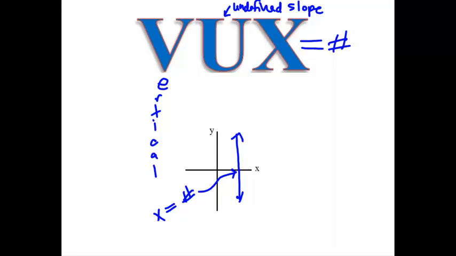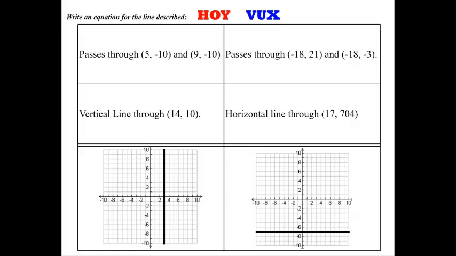So let me do another little example here. If I'm doing maybe this one, and this crosses at -11, then the equation of that line would be x. Remember, x equals -11. Sweet. Okay, let's do some examples. I've got HOY VUX up here to help us remember.